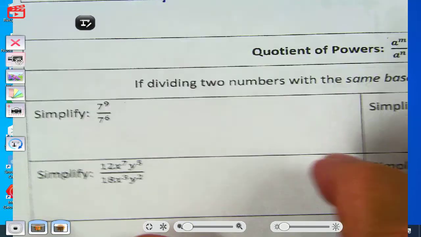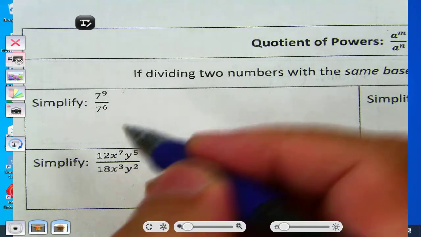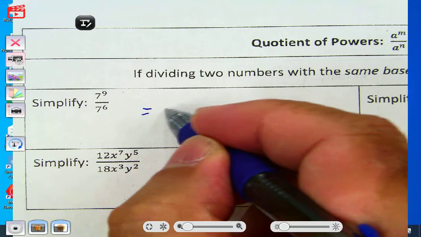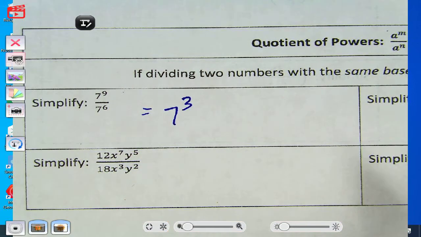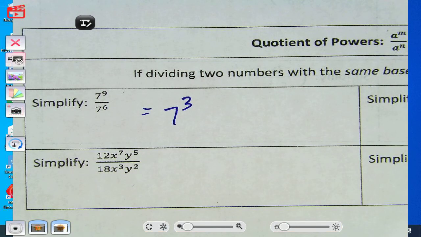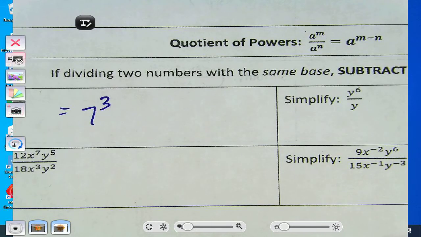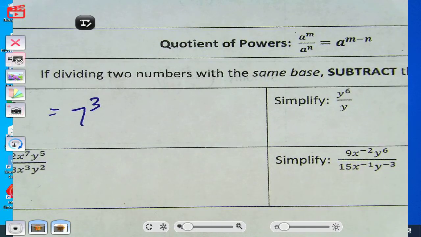Next part. What do you do when you have this kind of exponent, or this kind of situation? Subtract. So 9 minus 6 is 3. And it's just 7 to the third. Okay, you always do top minus the bottom. Or you can do it the other way sometimes. All right, let's go to the next one. Wait, what's 7 to the third? Anybody know?